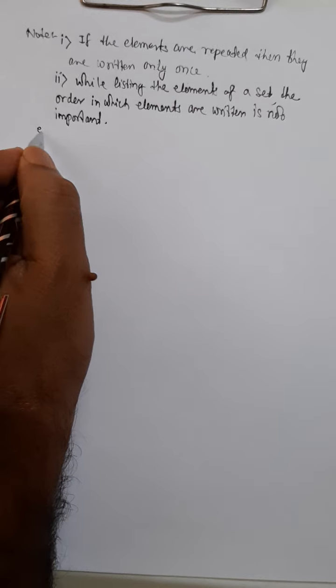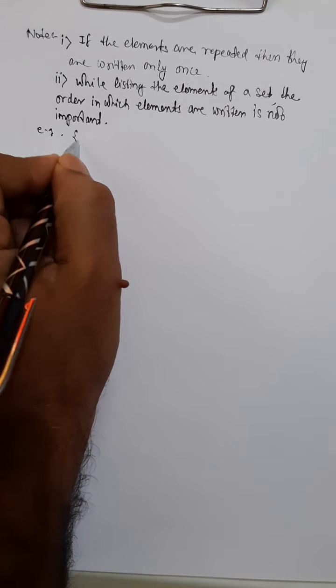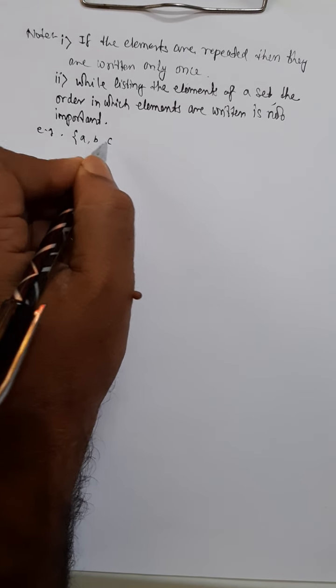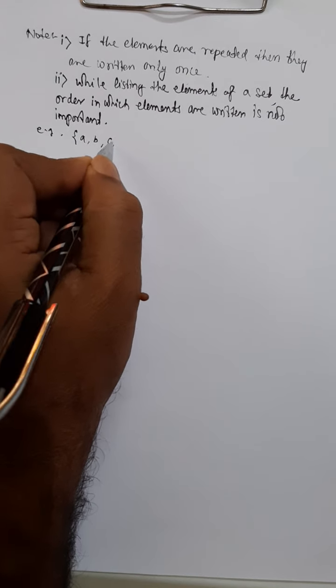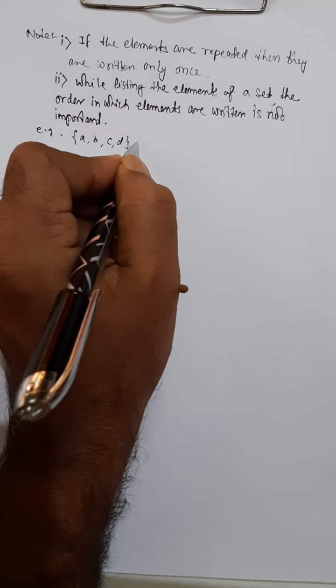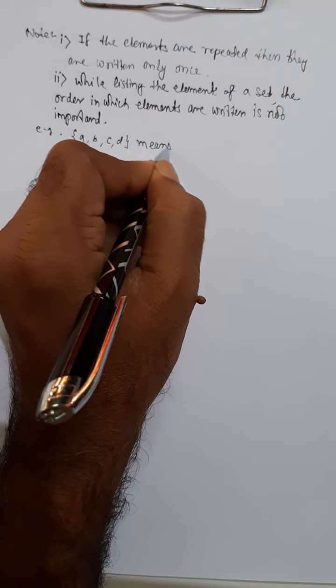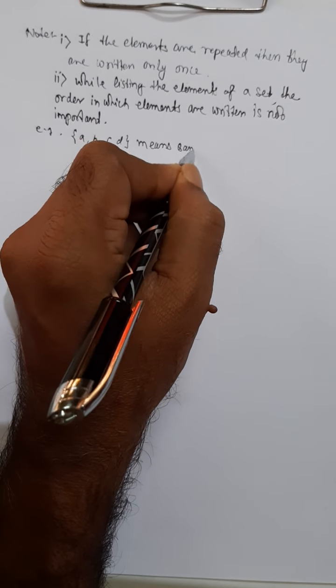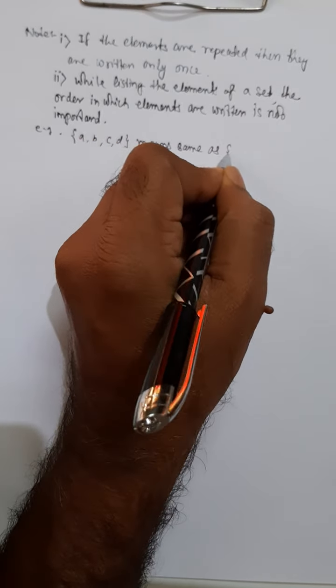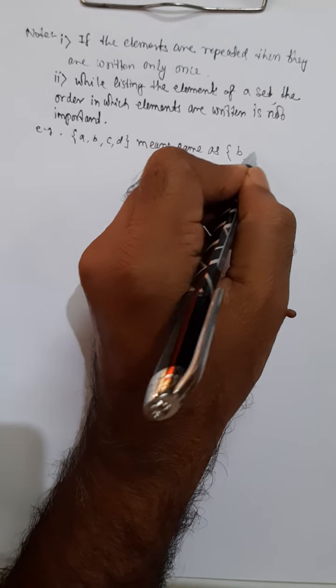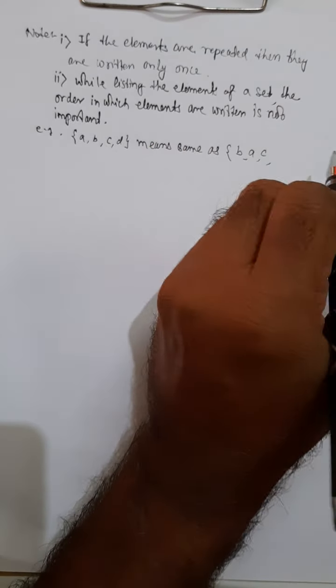For example, set {a, b, c, d} means the same as set {b, a, c, d}.